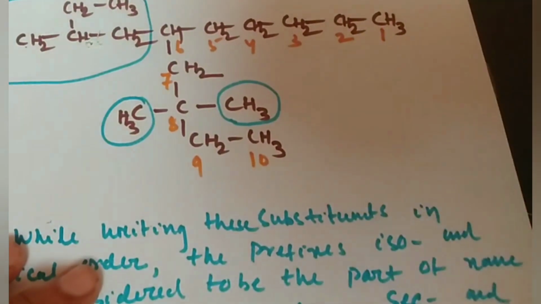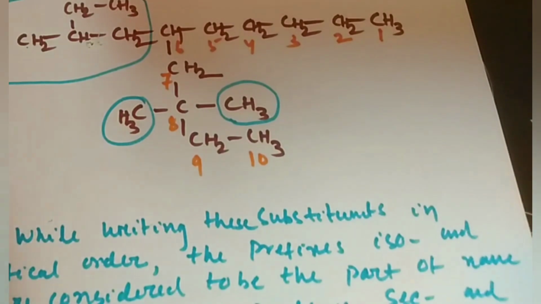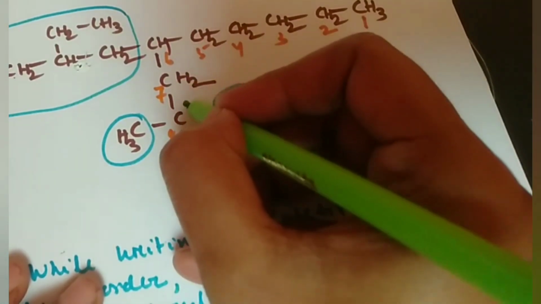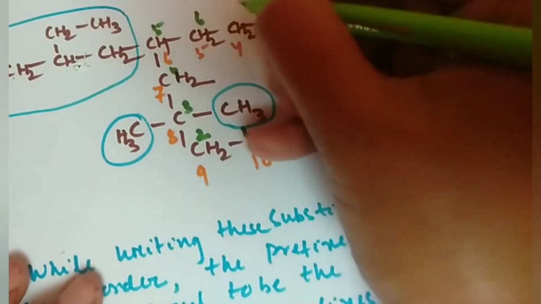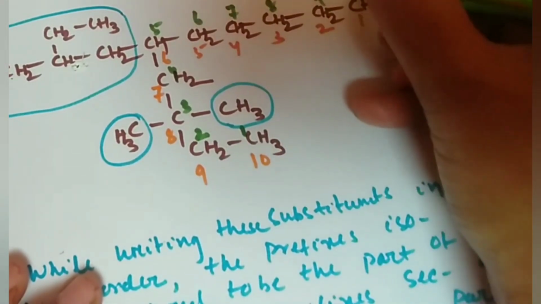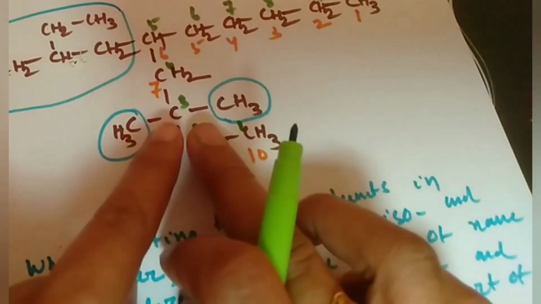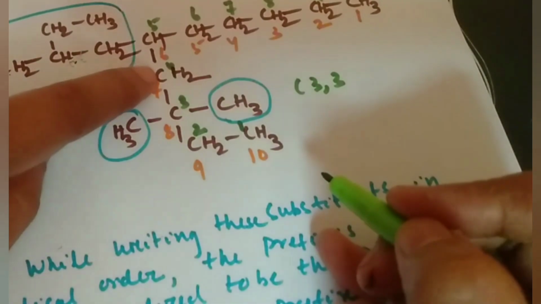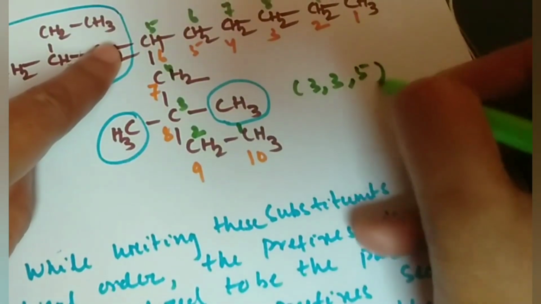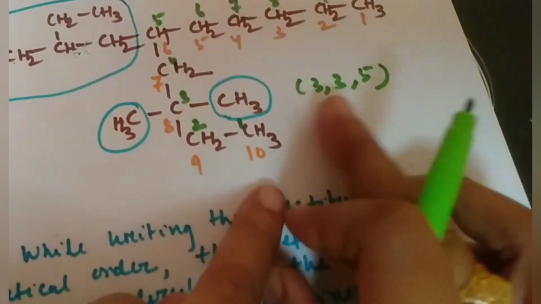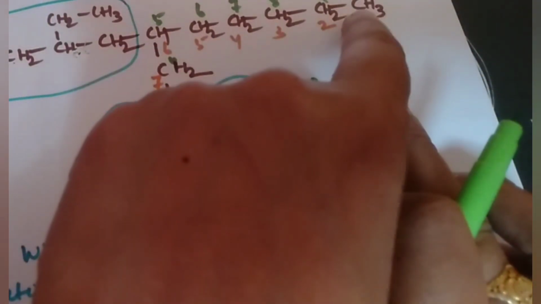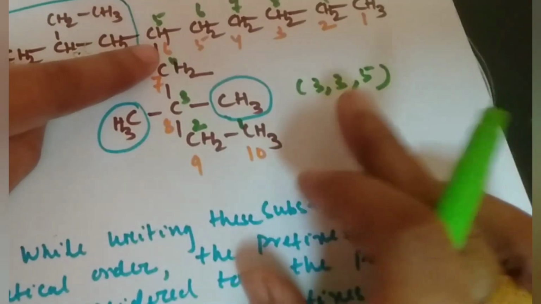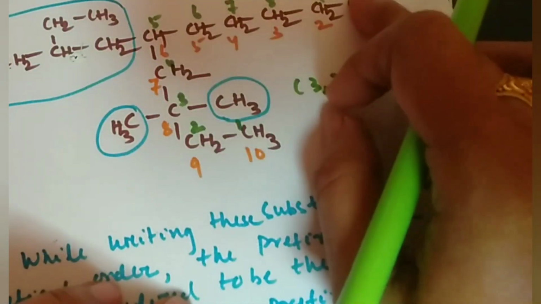So see here, instead of this, if I choose the parent chain from this side, 1 2 3 4 5 6 7 8 9 10, then what is the set of locants? 1 2 3, that means in the 3 position there are 2 side chains, 2 substituents, and next in the 5 position there is a substituent. So the lowest set of locants is 3 3 5, but if we move from the other side, then the start is 6. So we have to choose the lowest set of locants. So this is the correct way to proceed, right?